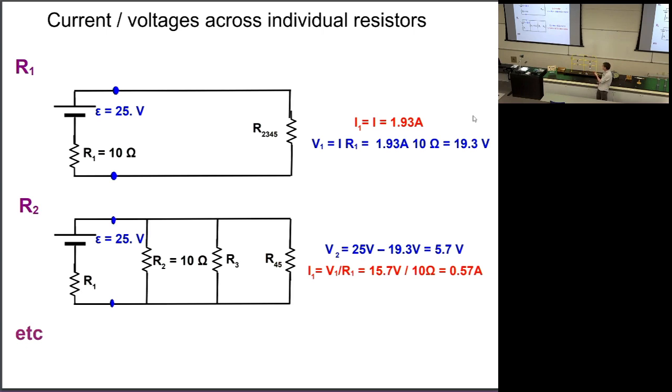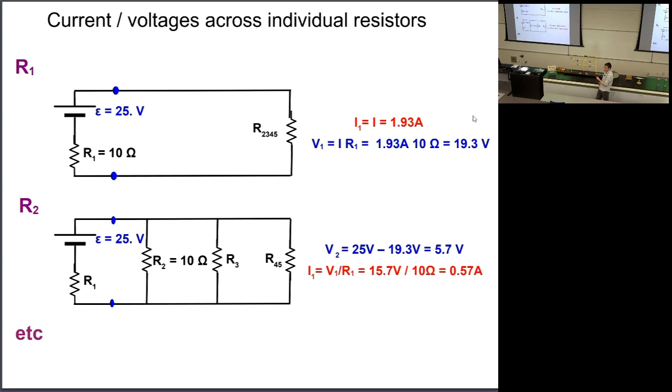Ohm's law tells us that voltage is the product of the current, which is I1 or I, times the resistance of that resistor. So I've got 1.93 amps of current through the resistor, 10 ohms of resistance, 19.3 volts. So that was straightforward. We were just using Ohm's law and notions about currents and voltages to solve for the current and the voltage across this particular resistor.